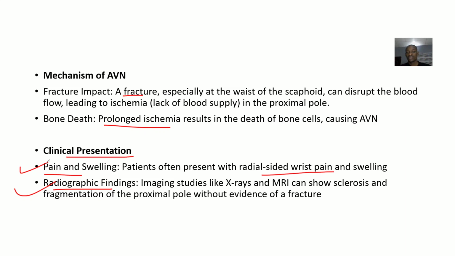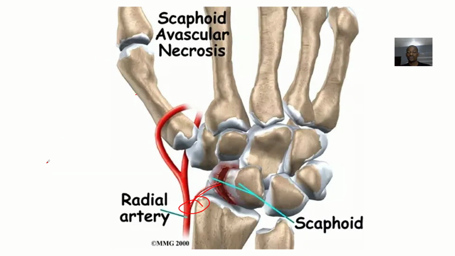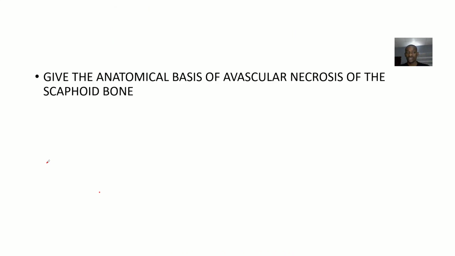All right. So I think this is how we can relate the blood supply to the scaphoid and how scaphoid avascular necrosis actually occurs.